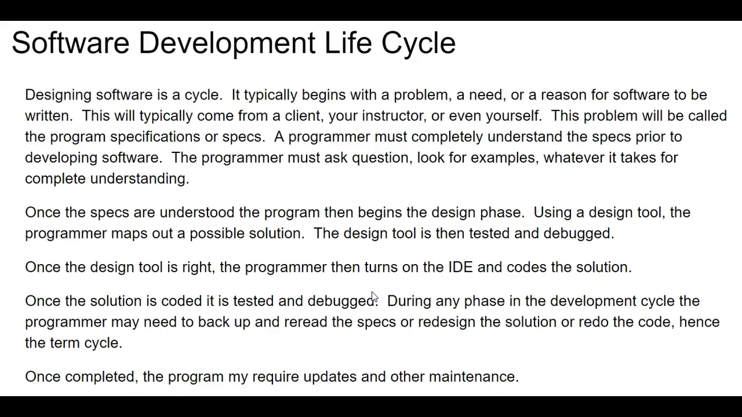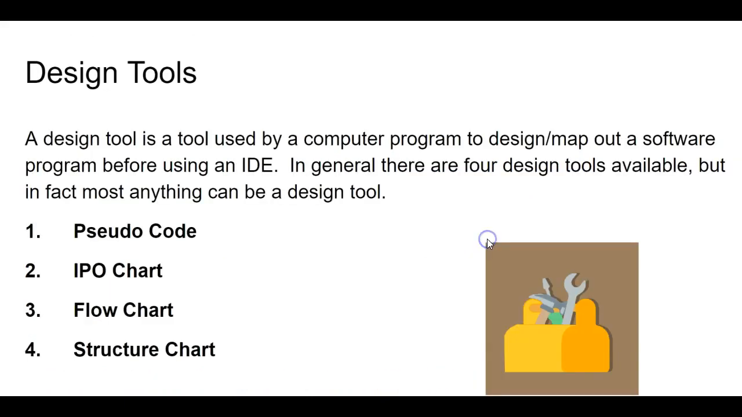Software development life cycle, pretty important stuff here. It's a cycle, so it starts at the top and it's cyclical, and it ends back up at the top. It begins with a problem. We take the problem and we understand it. Then we use design tools to design it. Then we eventually take the design and use an IDE to write the code. We test, debug. During any phase, we can go back up to the top. And eventually we get code that runs. We implement it at the client's site. And then hopefully that client needs updates and maintenance so we can get paid some more.